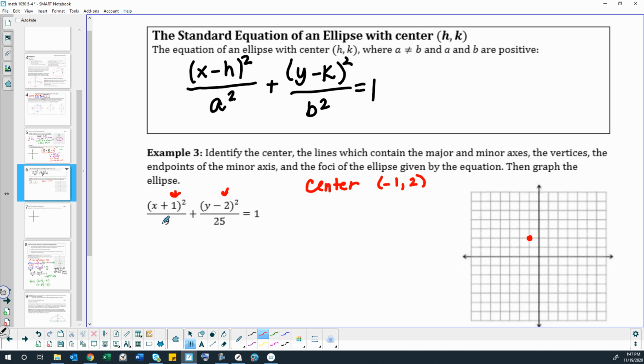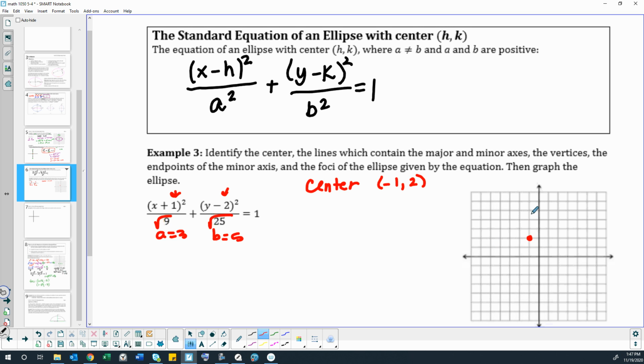Now we look at these numbers. This, of course, refers to A, so A is 3. And B is 5. So since B is the larger number, it means our ellipse is going to be going vertically. So let's put those points in.